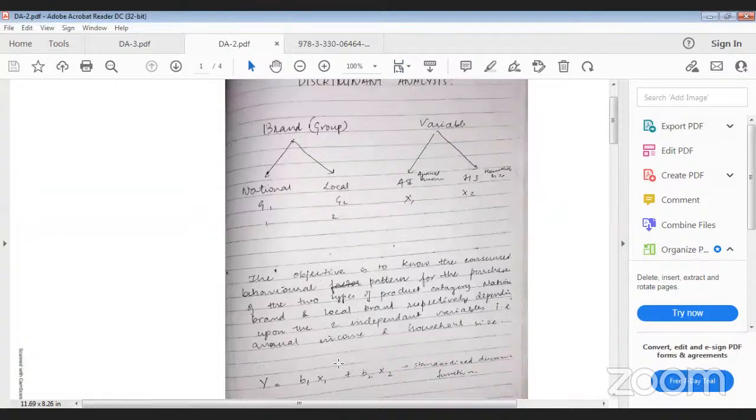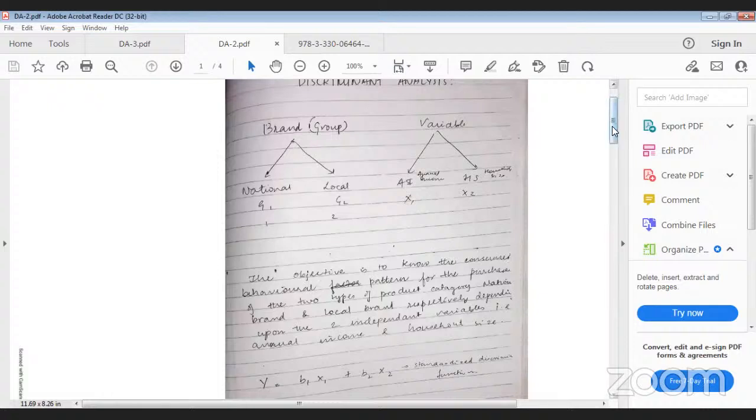So brand and variable. Brand is your group 1 and group 2. Group 1 is your national and group 2 is your local. And as variables you have taken annual income and household size. Okay, so what is the objective? The objective for that particular question, how to write that one: the objective is to know the consumer behavioral pattern for the purchase of the two types of product, category 1 and category 2, that is, national brand or local brand respectively, depending upon the two independent variables, that is your annual income and household size.